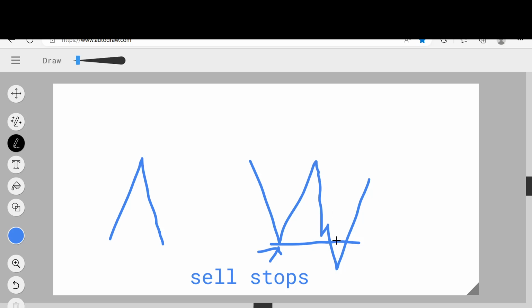Okay, I don't look for price to just turn on the penny, like right at that level. That's a loser game, in my opinion. I will wait for that level to get taken out. I will wait for those sell stops to get taken out of the marketplace. Now, I still consider that support.